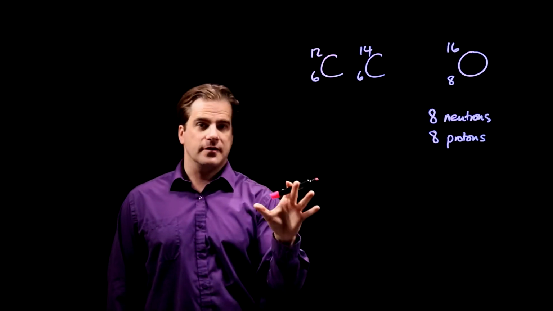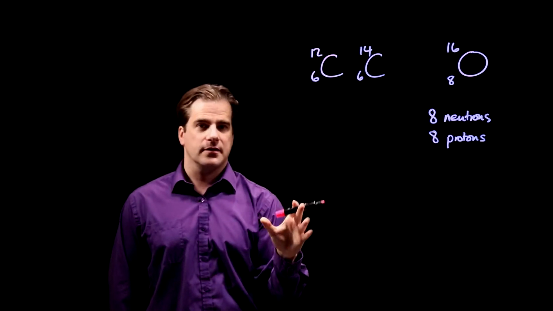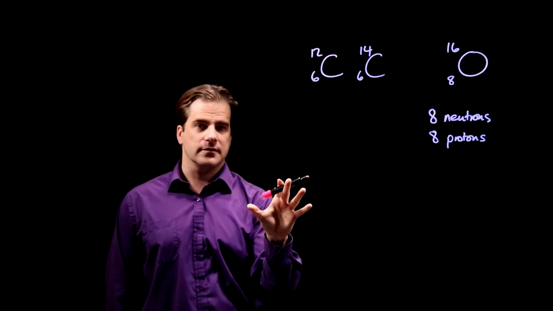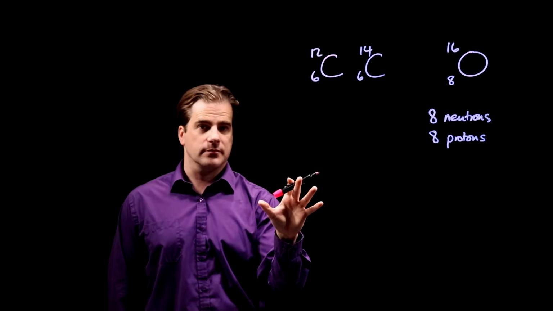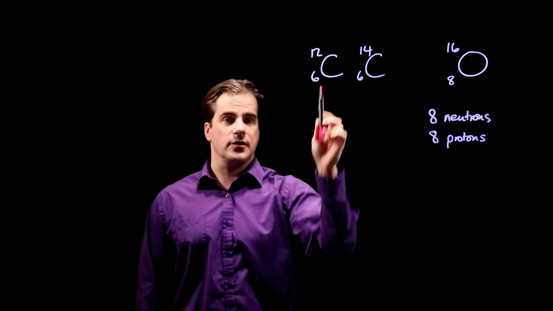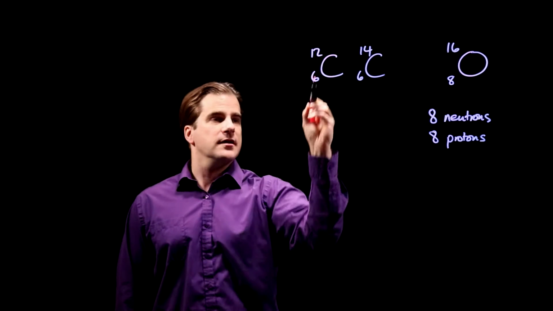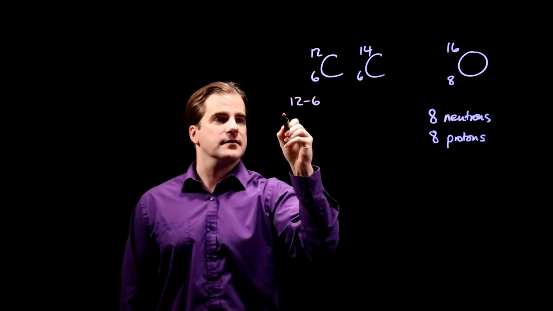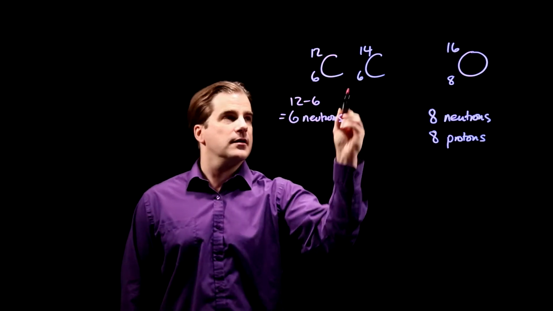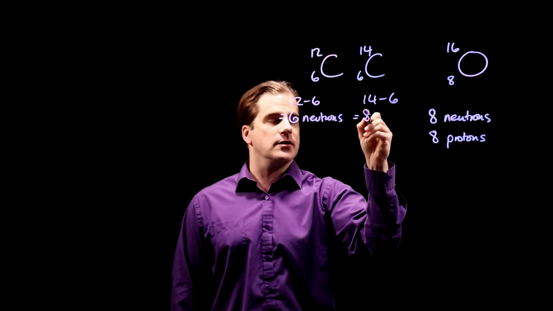So let's just go over what the definition of an isotope is. Isotopes of an element have the same number of protons, but different numbers of neutrons. So that's why these are 2 different isotopes. Same number of protons, 6, different numbers of neutrons. Now remember, the mass number is number of protons and neutrons. So this one has got 12 minus 6, 6 neutrons. Okay. This one has 14 minus 6, so this one has 8 neutrons.